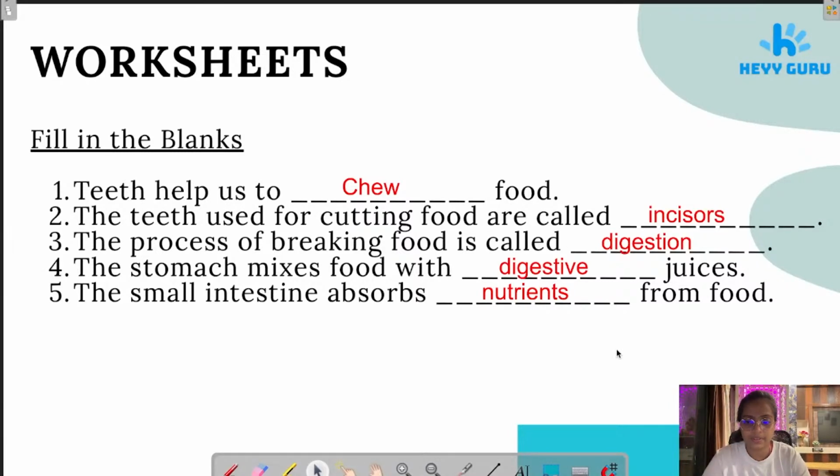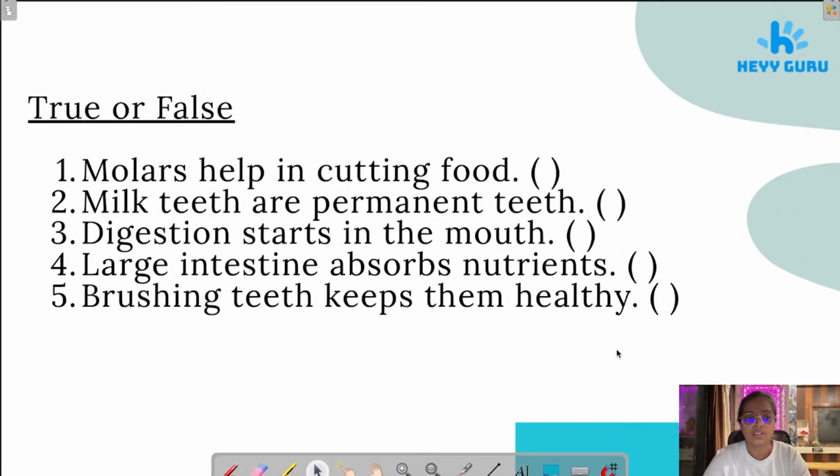Okay, then moving forward. Now you have to tell me true or false. Your first question is, molars help in cutting food. True or false? Molars help in cutting food. Molars are a type of teeth which help you to cut the food. Yes, false is the correct answer.